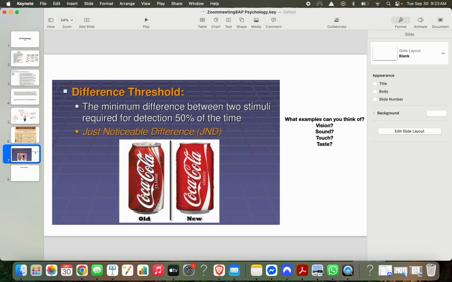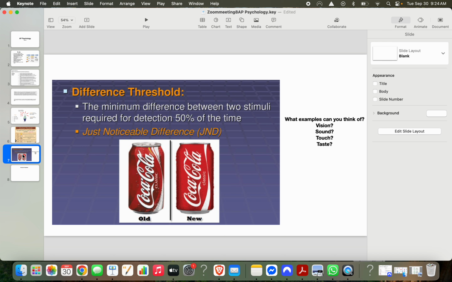Difference, we also call this the just noticeable difference, right? The minimum difference between two stimuli. Something old, something new. Are they the same? Are they different? I see it and I don't see it 50% of the time.